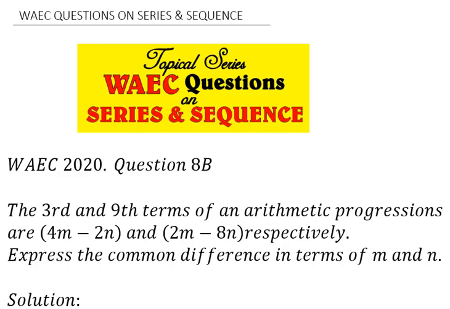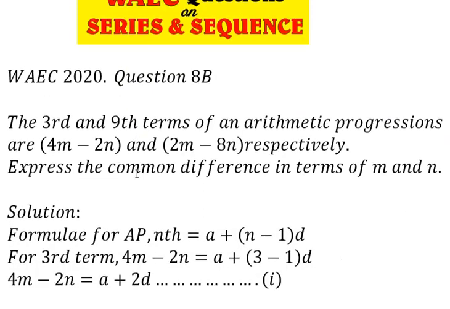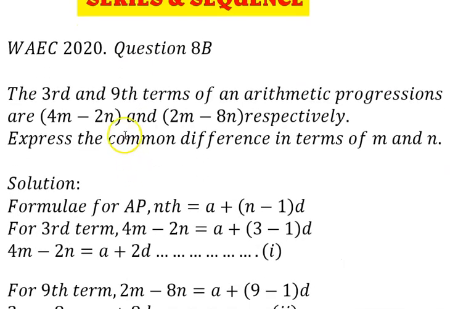So let's dive straight to the business of the day. We'll start with the year 2020 WAEC question, question number 8B. The third and ninth terms of an arithmetic progression are 4m minus 2n and 2m minus 8n respectively. We are asked to express the common difference in terms of m and n.